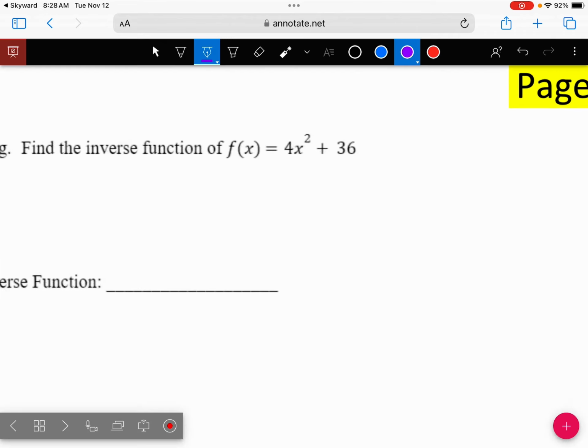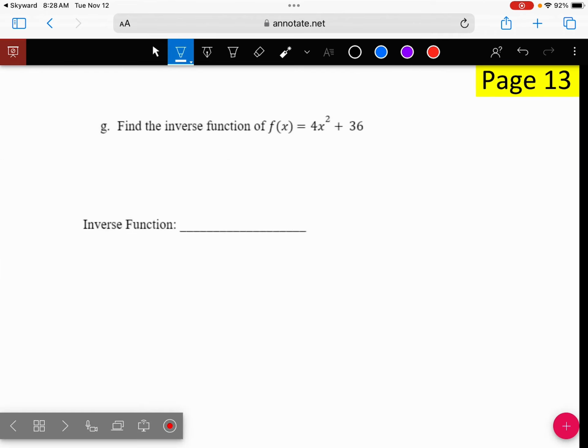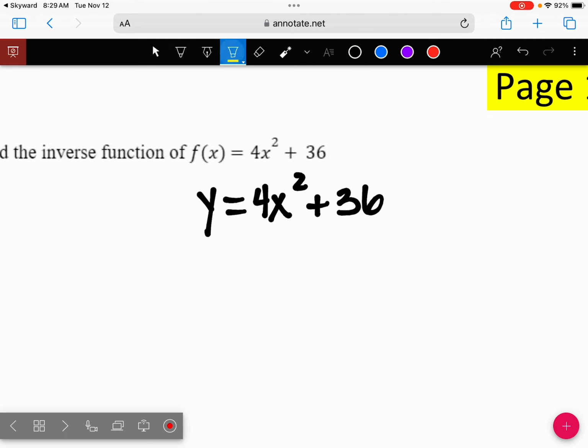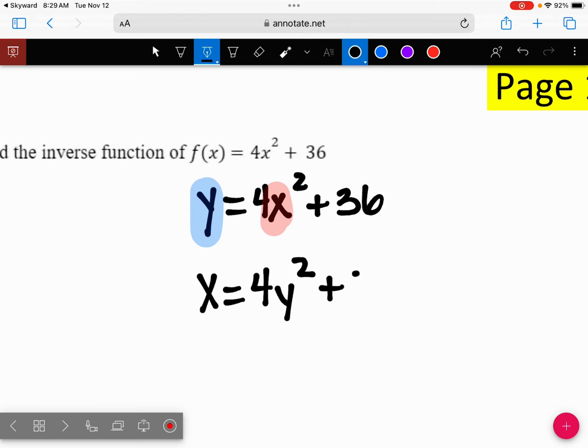So let's go ahead and do question G. Again, I got to take this away because I need more space. Okay, so we have our y equals 4x squared plus 36. Then we're going to switch our x and y. And there's 3 things happening. Well, let me switch it first. So that means we have x equals 4y squared plus 36.